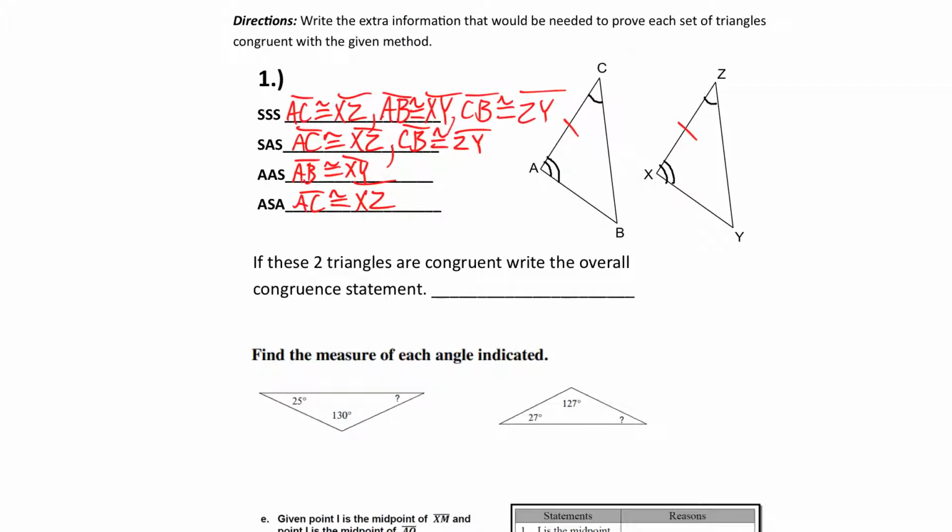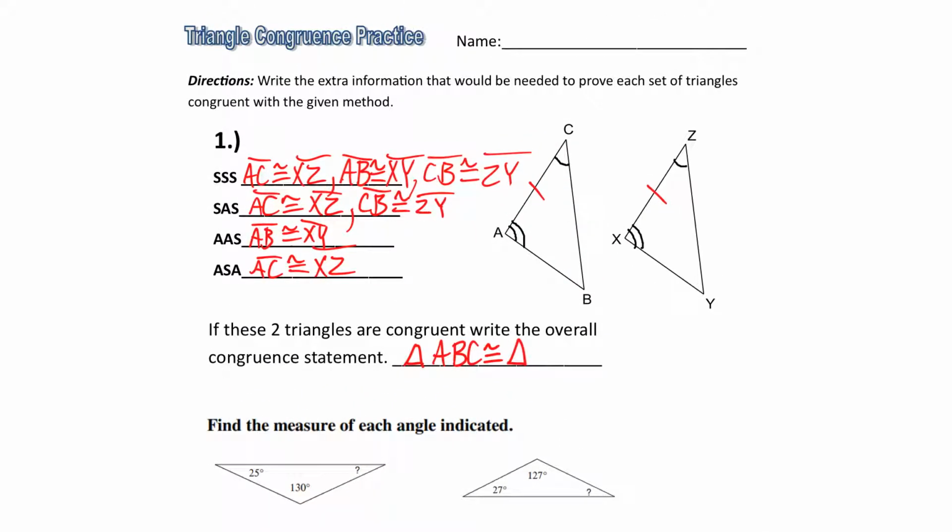Okay, now if these two triangles are congruent, I want to write the overall congruent statement. So I'm going to say like this. Triangle ABC is congruent to what? Okay, good. Because if you notice, A has how many marks on it? 2. It has 2. What's the other one that has 2 marks? X. So whenever I'm writing this down here, since I put A first here, A matches up to X. X has to be the first one here. Okay?